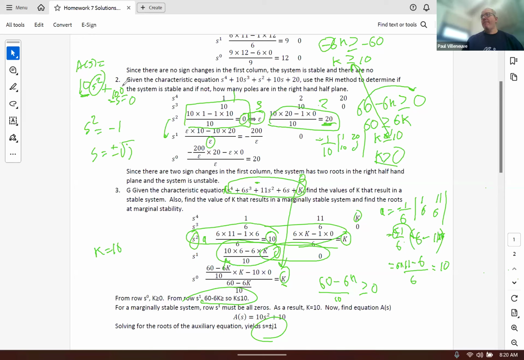Where do you put it? You take the derivative of the auxiliary equation with respect to S, and then that goes in the S1 row. If you have a row of zeros, you can't use the E term and you're stuck, right? Because you'd be dividing by 0. So you get your coefficients for your next row by taking the derivative.